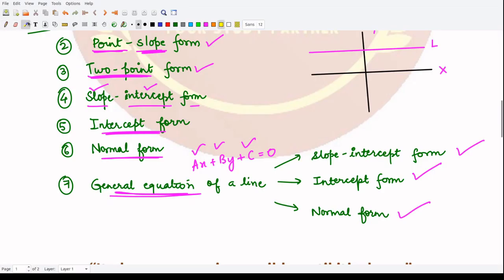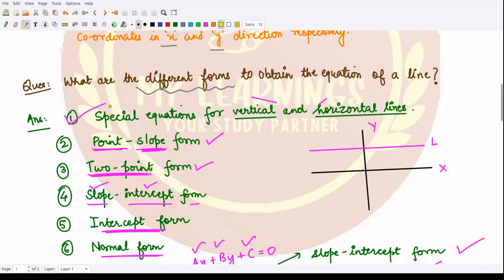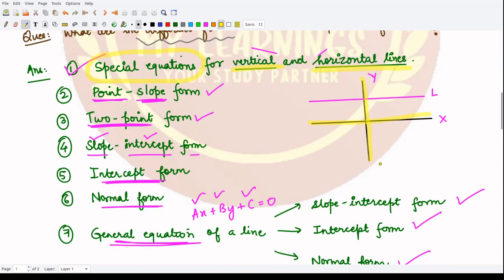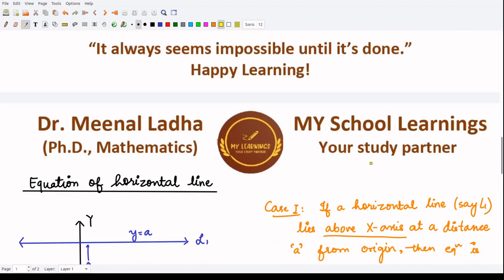So in this video, let's start with this first one, which is showing the special equations when we have vertical and horizontal lines. A vertical line is a line which is parallel to the y-axis, and a horizontal line is a line which is parallel to the x-axis, correct? So let's start with the horizontal line.